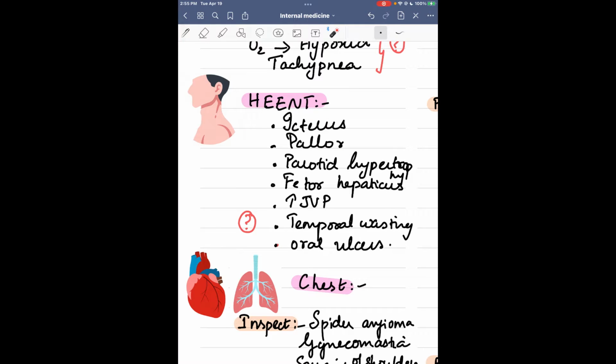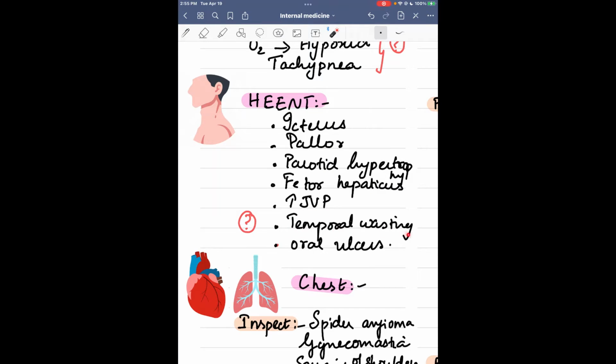So in the eyes, there will be icterus and pallor. And if there is alcoholic liver disease, then there can be parotid hypertrophy. And then hepatic fetor, which is a characteristic odor seen in patients with alcoholic liver disease. And elevated JVP if there is portal hypertension.